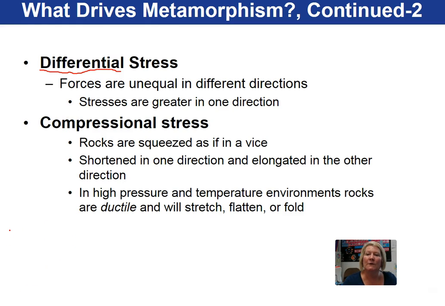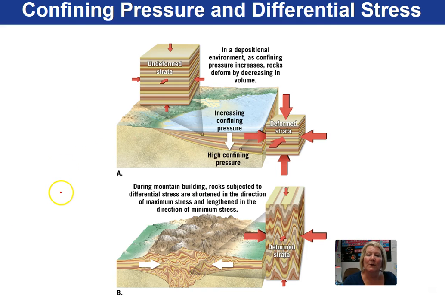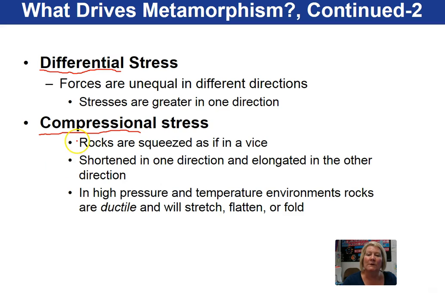If you think of two continents colliding and the differential stress directions, what happens is it would be compressional, so that the rocks are squeezed like they are in a vise, and they get shortened in one direction and elongated perpendicular to the primary stress direction.